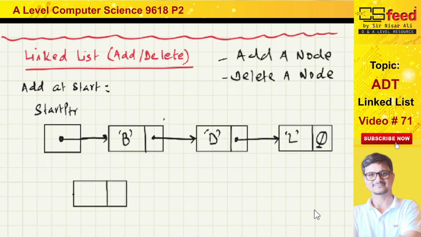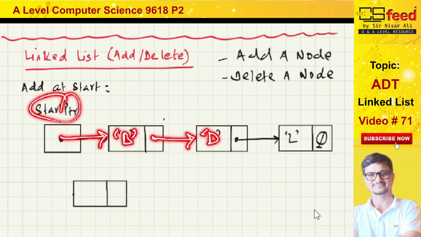Now let's see, this is an initial form of a linked list. We have a start pointer which is pointing right now to the node which has B, and then we have D, and then L. So you can see that these are the elements and the data in this linked list, B, D, and L, and they are in the right order. The start pointer is pointing to B, B is pointing to D, D is pointing to L, and L is pointing to nothing.